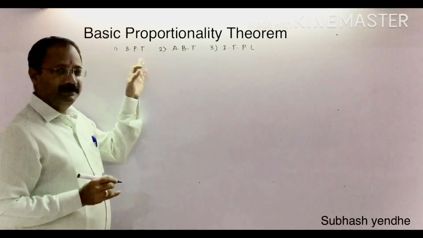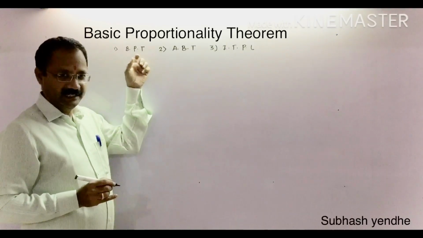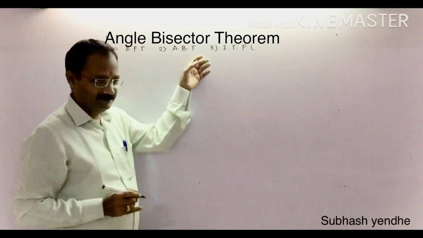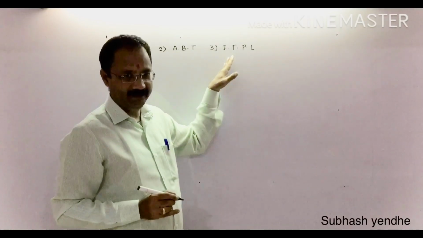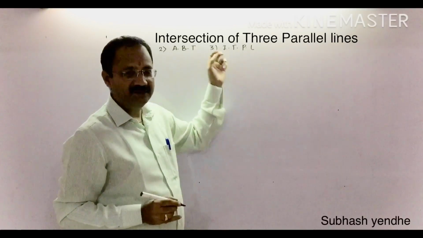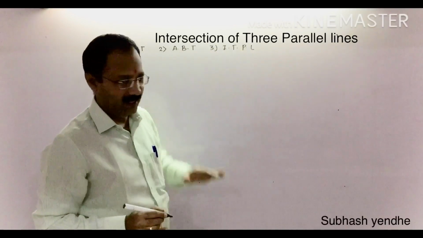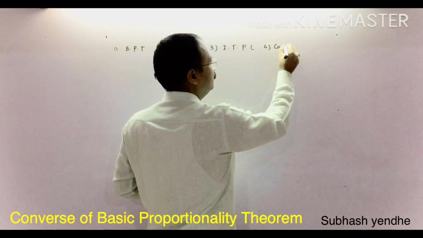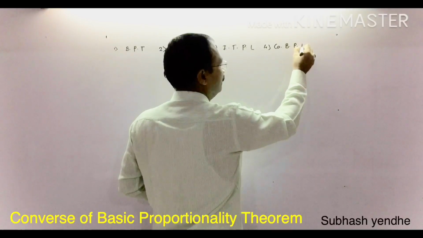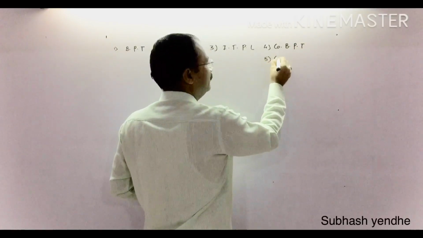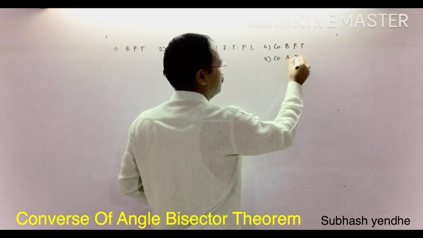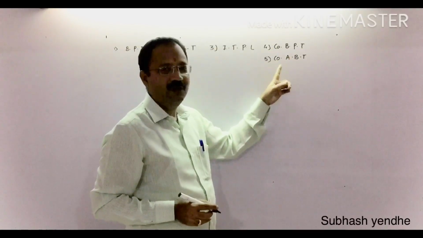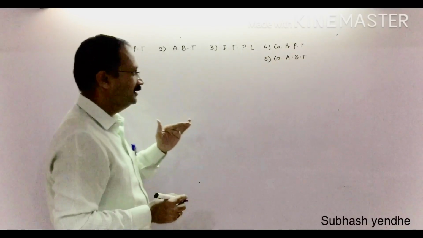Okay, what do you know BPT? Basic proportionality theorem. ABT means angle bisector theorem. And the third one is ITPL. It means intersection of 3 parallel lines. With this, we have to study converse of BPT and converse of ABT. Converse of basic proportionality theorem and converse of angle bisector theorem.